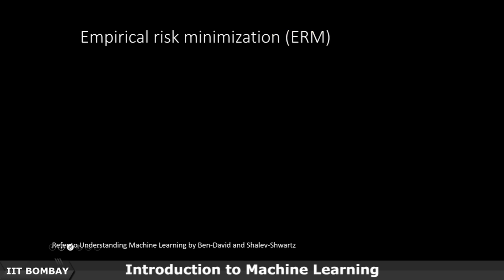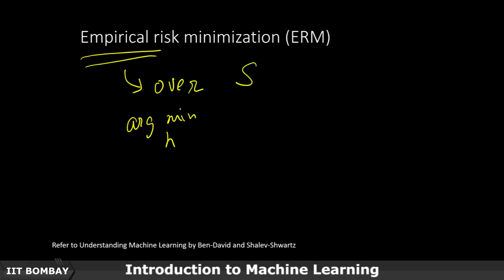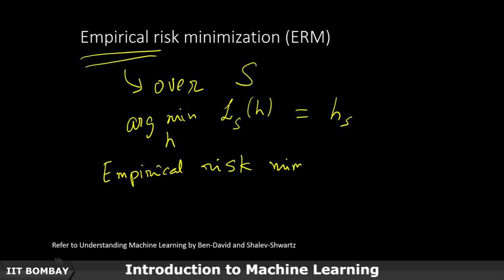What is empirical risk minimization is that when we say empirical risk, this is always defined over S, the training data set S. So if we have a classifier, if we take the argmin over H of the loss L_S(h) over all h, then we will call it h_S. So this is the empirical risk minimizer, the minimizing hypothesis.